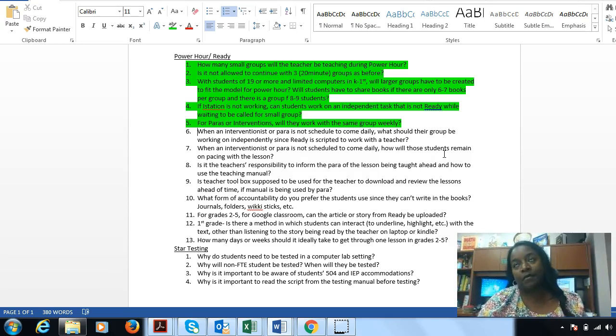Now, for instance, in a rotation where say there's three groups and the teacher's working with two groups a day and the para is working with one group, maybe this week I'm going to work with my low students and my medium, and the para this week is working with the high students all week. Then next week I'm going to work with my high students and my low students, and the para that week works with the medium level students.